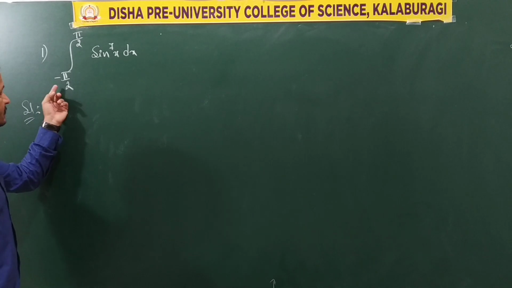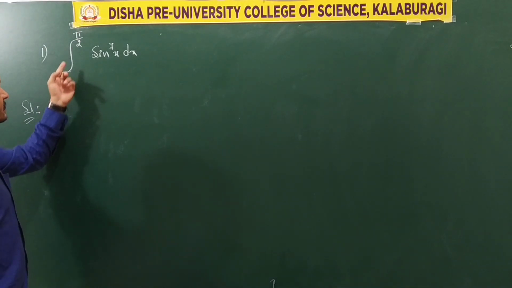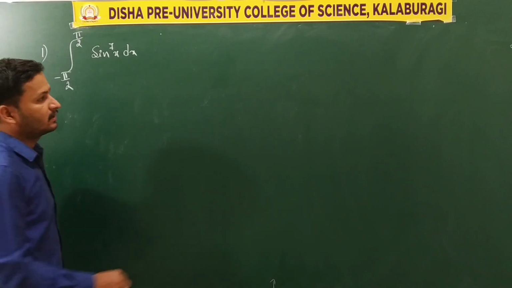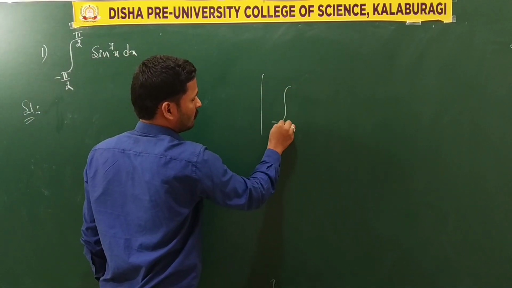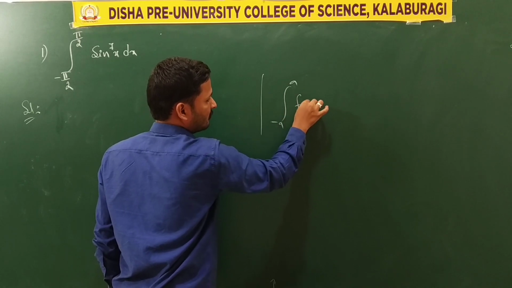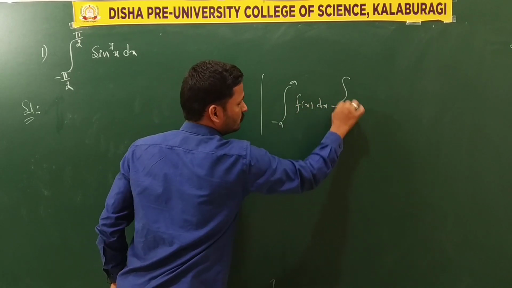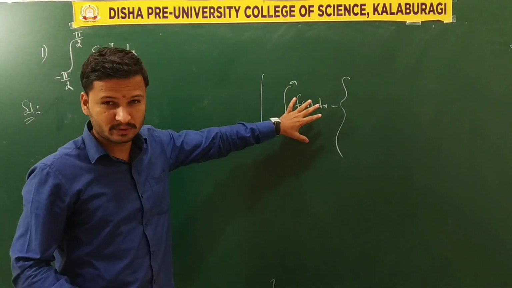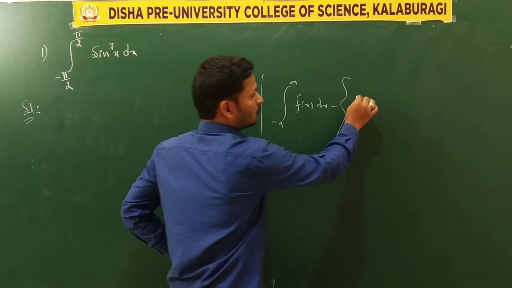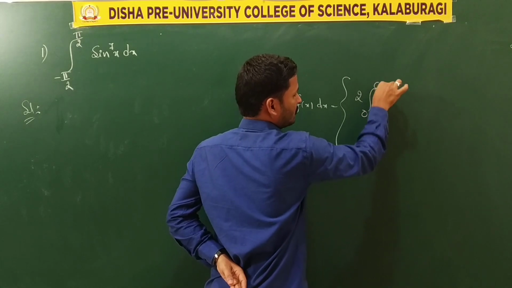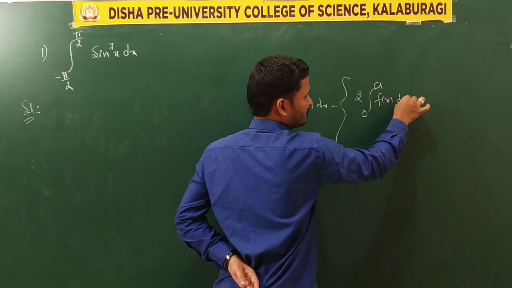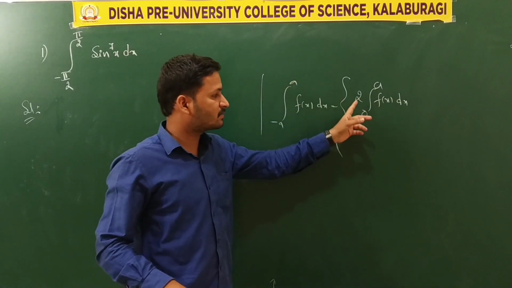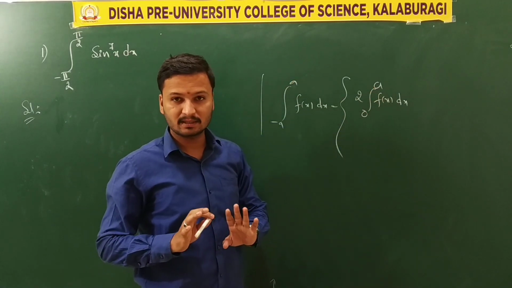Which actually tells the integration from minus a to plus a f of x into dx. Integration from minus a to a f of x into dx is equal to, there are two possibilities. The value of the integral is, there are two possibilities. One is 2 times of 0 to a f of x into dx.